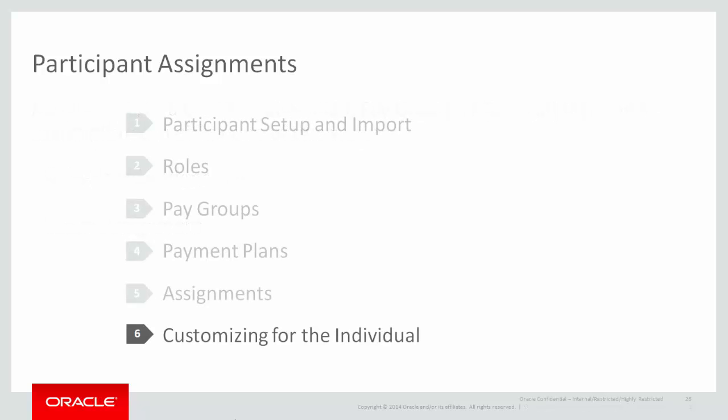And so the last thing we're going to talk about is customizing for the individual. If you remember, in the last couple of modules we did a module on compensation plans where we talked about the rules of compensation plans, and then we went through an exercise of building a plan. But the thing to note about compensation plans within the Oracle system is that plans are designed in a template framework.